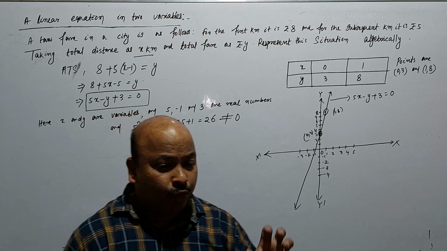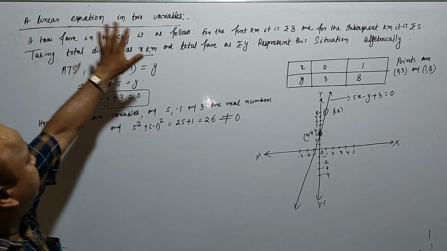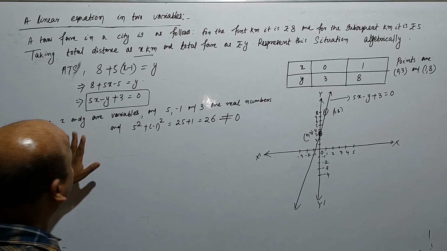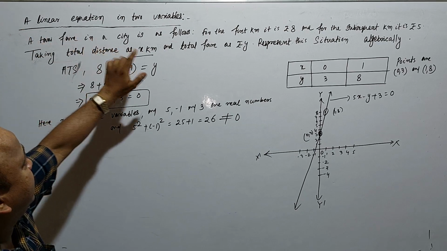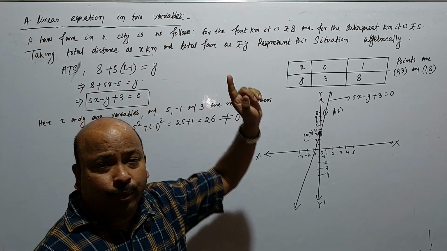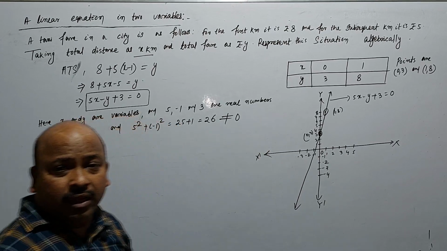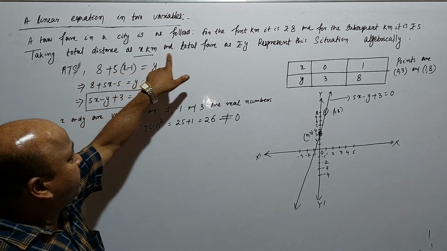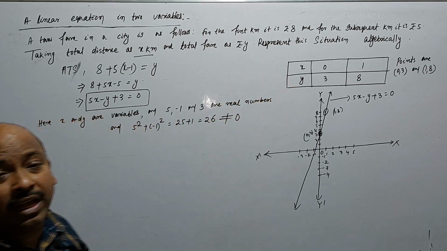Before going through this topic, I am just reminding you of a linear equation in 2 variables, which you already learned in chapter 4, class 9. I have already given a situation here. A taxi fare in a city is as follows. For the first kilometer, it is rupees 8, and for each subsequent kilometer, it is rupees 5. Taking the total distance as x kilometers and total fare as y rupees, represent this situation algebraically.